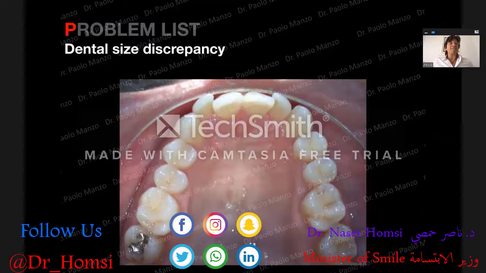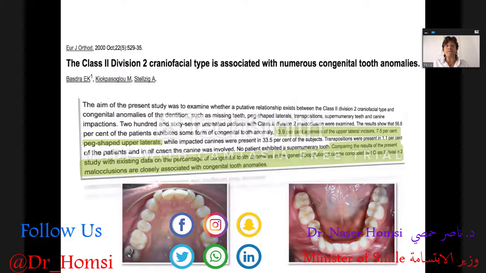And also we have dental size discrepancy. This is a very important point, because we know that with orthodontics we cannot change the size of a tooth, we cannot change the shape of a tooth, we can only change the position of the teeth. So we have to remember that dental size discrepancy is strictly connected with class two division two, because it has been demonstrated in the European Journal of Orthodontics that 14% of these patients have agenesis of the upper lateral incisor, and quite close to half of that, 7.5%, have peg-shaped upper laterals. So we have to be very careful with this patient.